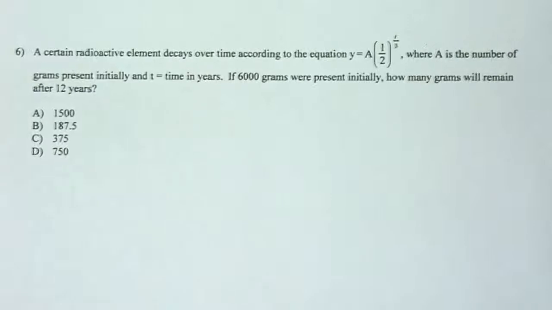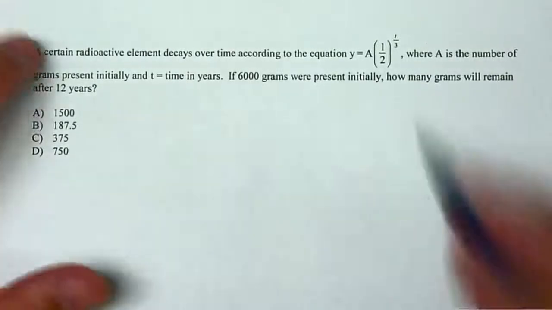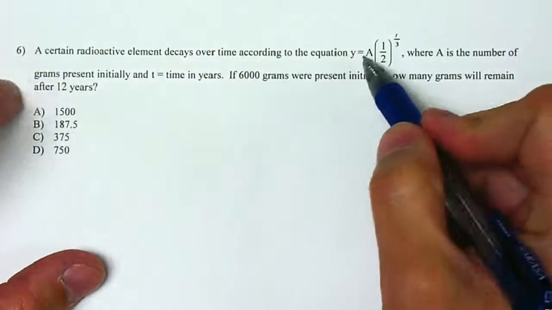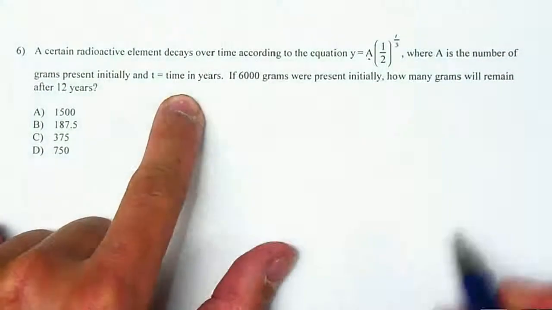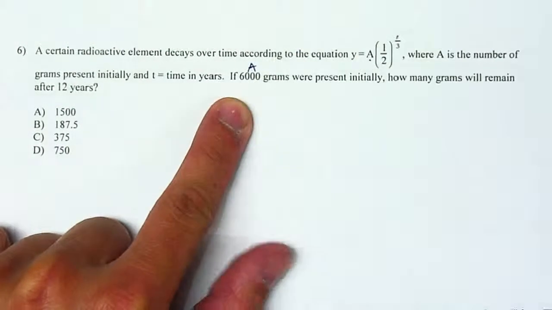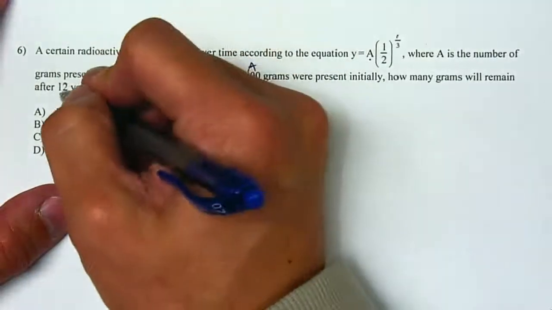Number 6 says, a certain radioactive element decays over time according to the equation A times 1/2 raised to the T over 3 power, where A is the number of grams present initially and T is the time in years. So if 6,000 grams were present initially, that must be our A. How many grams will remain after 12 years? That must be our T.